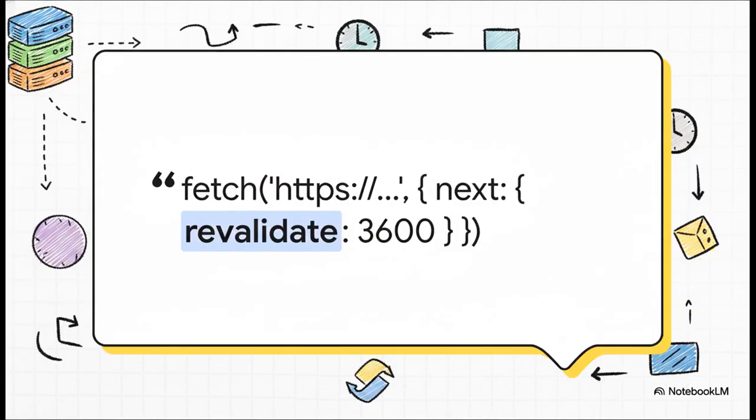And you know what? Controlling this is ridiculously simple. Right inside your fetch call, you just add this next object with a revalidate property.